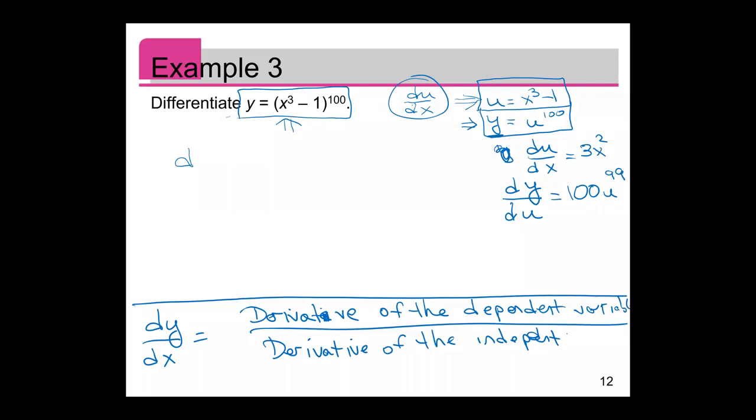Yeah, you know how to spell it. Variable. Okay. So do you see here, what is the dependent variable in our original function? U to the 100th. No. We're looking in the original function right here. This is the original function. Right? So if I want to find the derivative of that, what would be the dependent variable? Oh, x cubed minus 1.